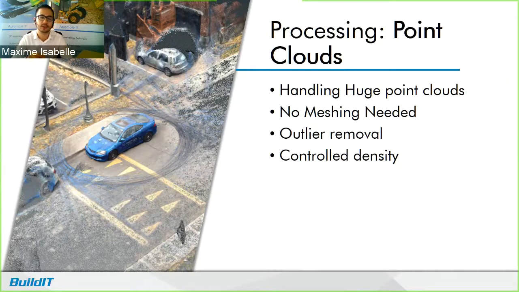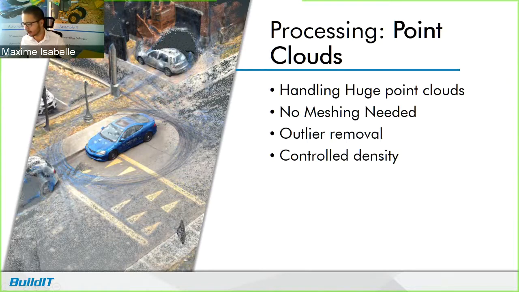And also we have a way to control density. So to reduce the point cloud so that when you have these overlaps, you don't have this excessive data that's only going to slow down the process rather than providing additional info. And so with a combination of outlier removal and controlled density, you have a much faster process.